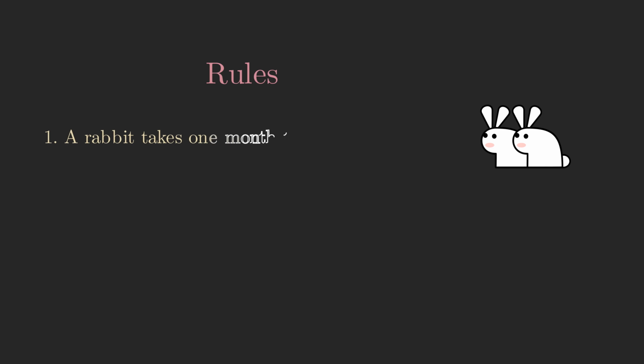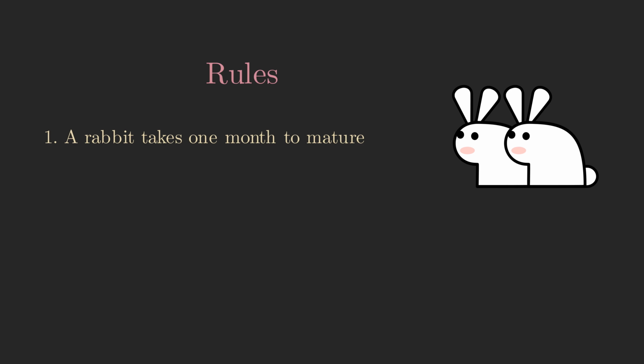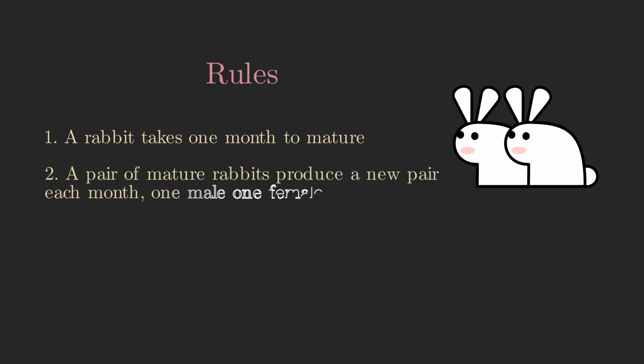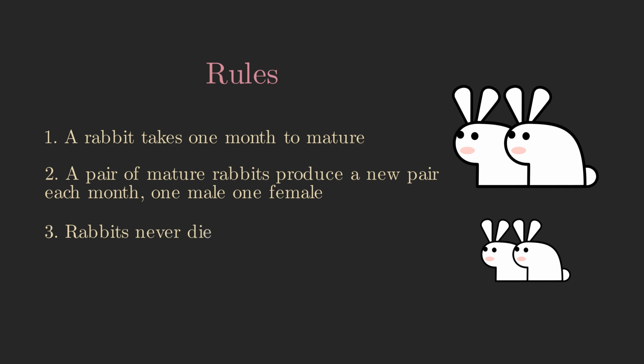1. A rabbit takes 1 month to mature. 2. A pair of mature rabbits will produce a pair of baby rabbits every month, one male, one female. And to prevent people from making math useful, let's assume that the rabbits don't die.